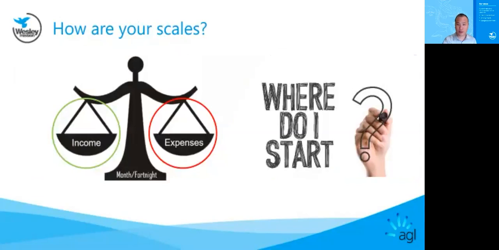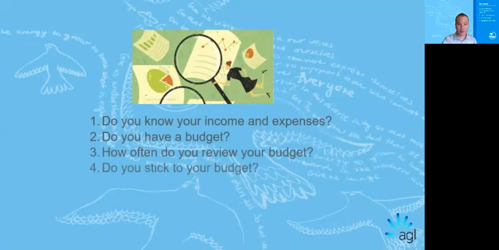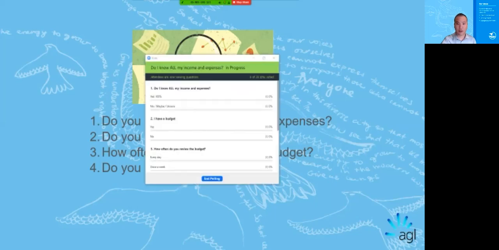So how are your scales? Does your income match your expenses? Do you have a consistent scale when it comes to knowing what comes in monthly, fortnightly, weekly, and what goes out? So let's do a survey together. It's anonymous. And I'll launch that for you now.